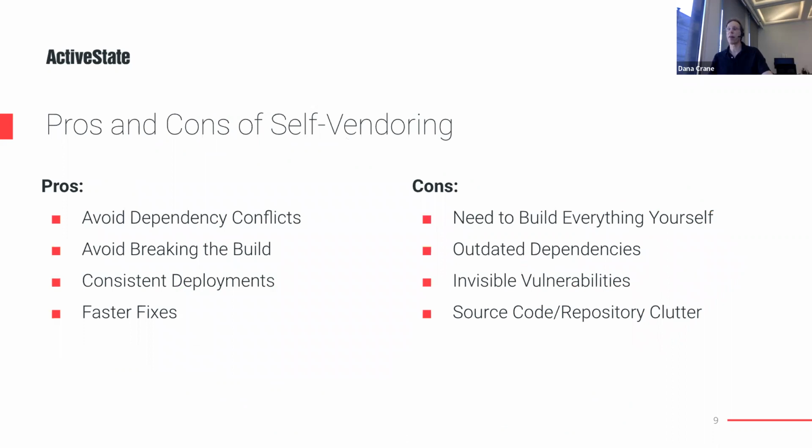Some of the good things around doing self-vendoring are like avoiding dependency conflicts. So you brought in that source code, you're going to build it yourself through your own build system, and you're going to be assured that everything will work together.